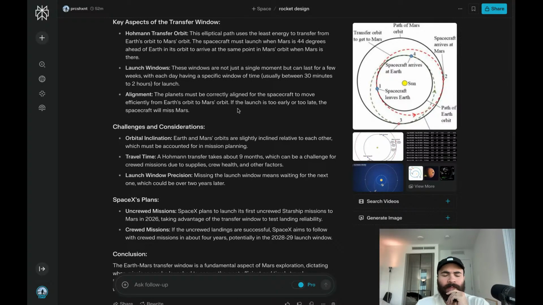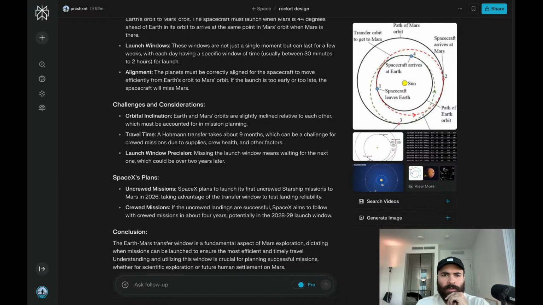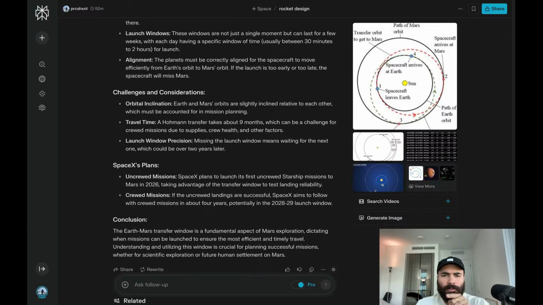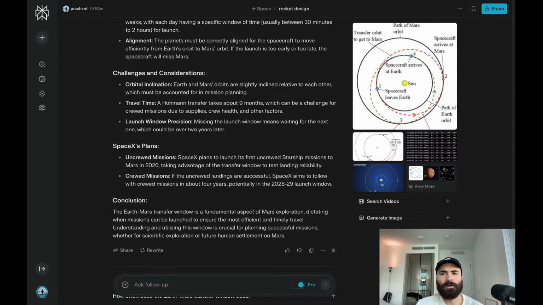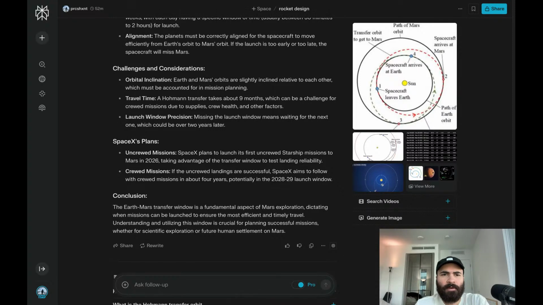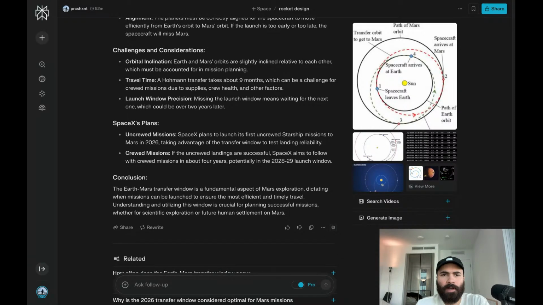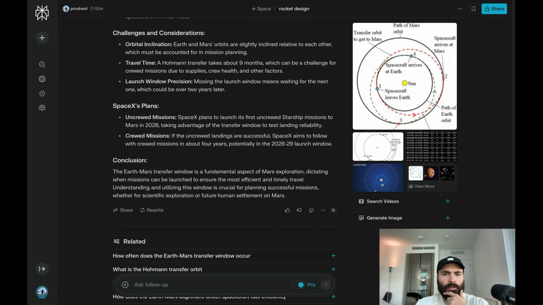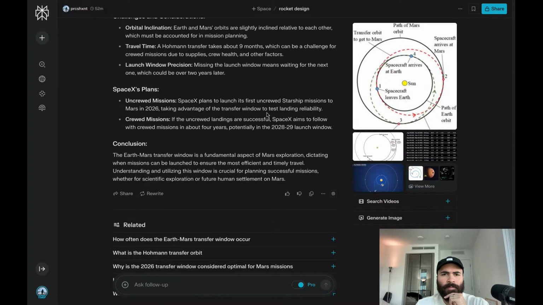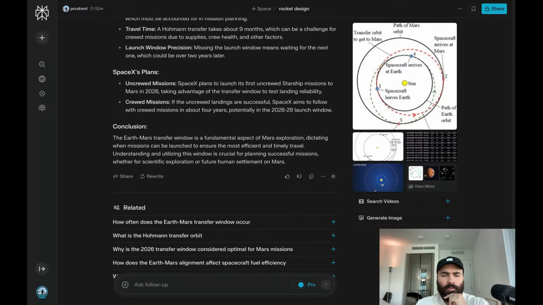Interesting. Okay. These windows are not just a single moment, but can last for a few weeks, with each day having a specific window of time, usually between 30 minutes to 2 hours for launch. Planets must be correctly aligned for the spacecraft to move efficiently from Earth's orbit to Mars orbit. If the launch is too early or too late, the spacecraft will miss Mars. Wow. Orbital inclination. Earth and Mars orbits are slightly inclined relative to each other, which must be accounted for in mission planning. A one-way transfer takes about 9 months, which can be a challenge for crewed missions due to supplies, crew health, and other factors. Missing the launch window means waiting for the next one, which could be over 2 years.